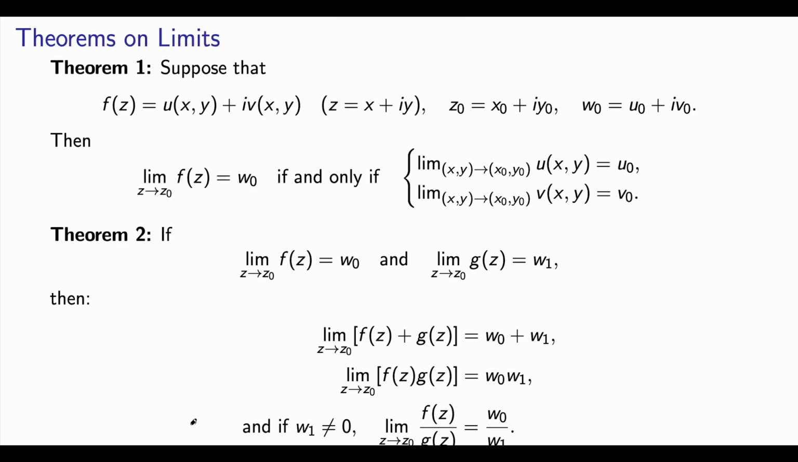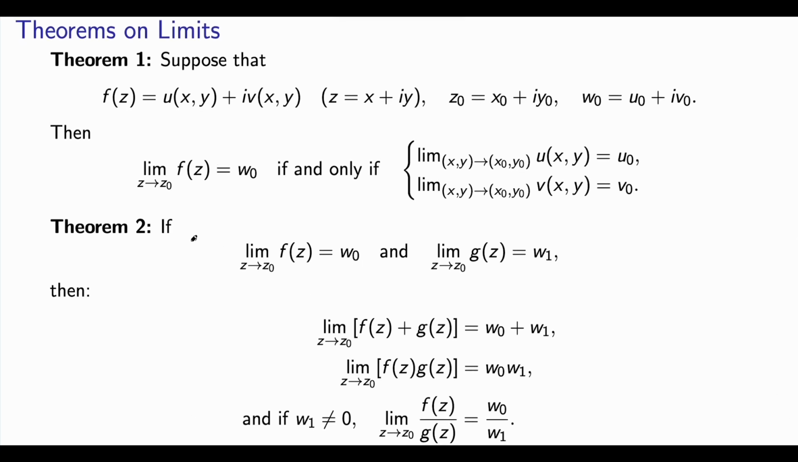Now more theorems on limits. Theorem 1: suppose f(z) can be written as u plus iv, and z naught is defined as x naught plus iy naught, and w naught is defined as u naught plus iv naught. Then limit z tends to z naught f(z) equal to w naught if and only if the real part limit and imaginary part limit exist as u naught and v naught, right?